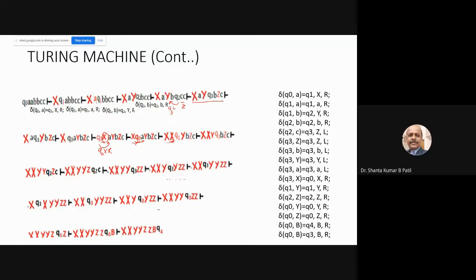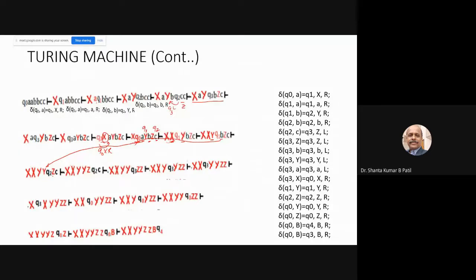A has been converted into X, and the state is, because it is moving toward the right side in search of the B. When it searches for B, the state should be Q1. When it searches for C, the state should be Q2. Q1 means Y comes, it never bothers. Y is left behind as it is. So Q1 comes across B. This B has been changed to Y in the next ID, and the state is also changed from Q1 to Q2.